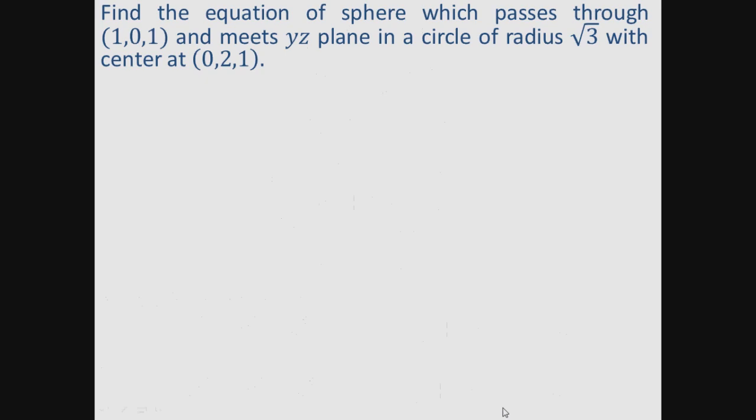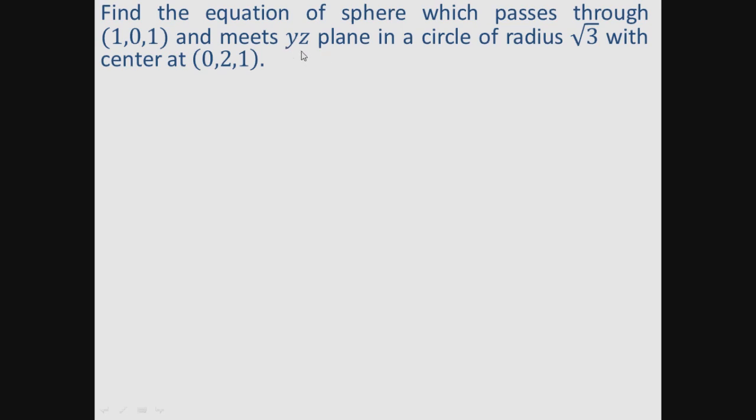Now consider the second problem. Find the equation of sphere which passes through (1, 0, 1) and meets yz plane in a circle of radius root 3 with center at (0, 2, 1). Now again we want a sphere which passes through a circle and which also passes through (1, 0, 1). So here consider the family of spheres which pass through the given circle. But for that we need the equation of a sphere and a plane. Already yz plane is given.